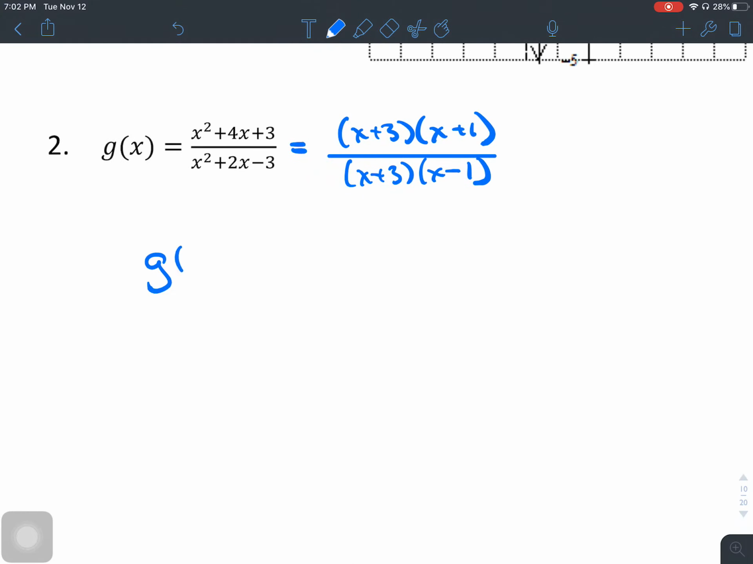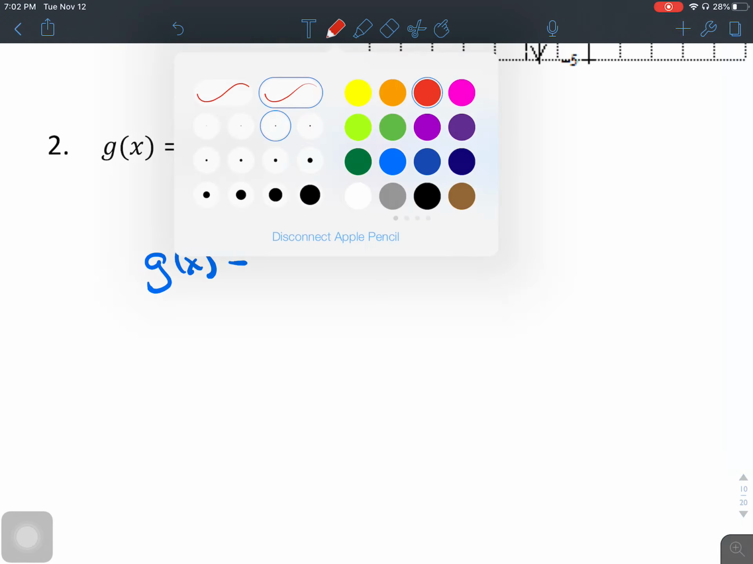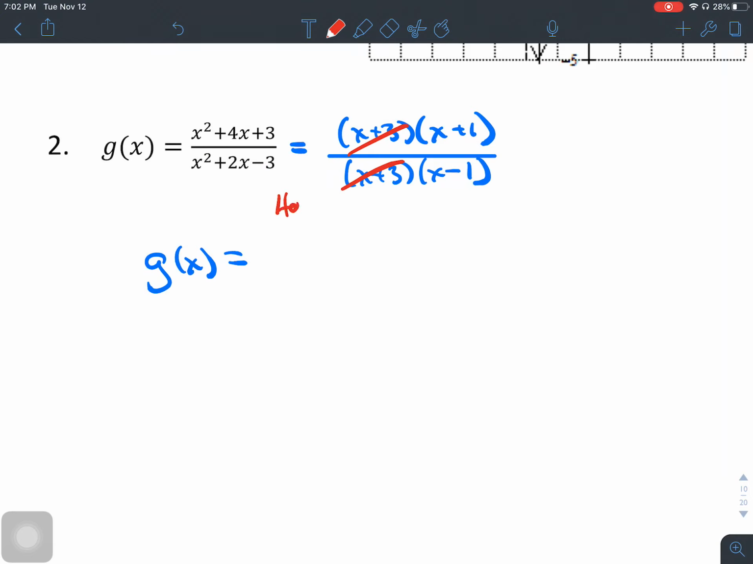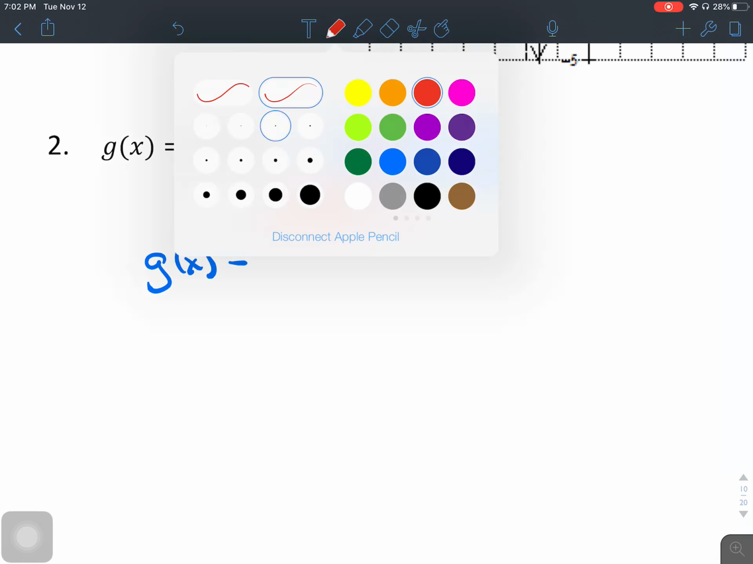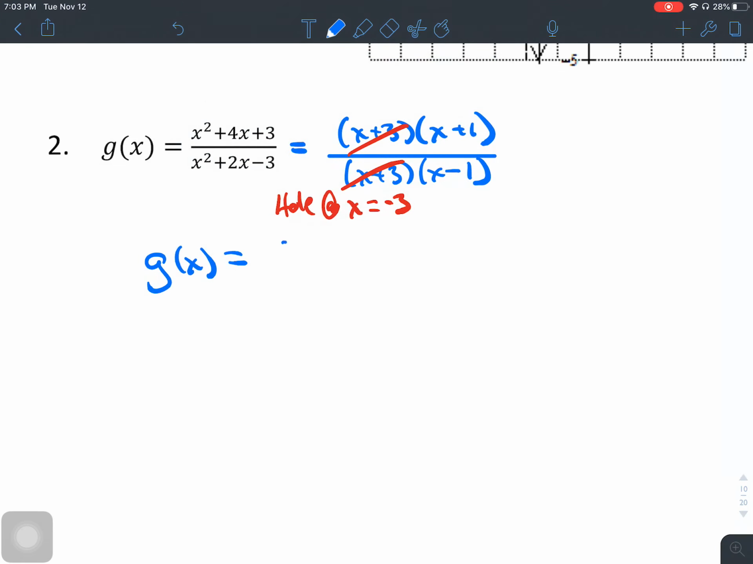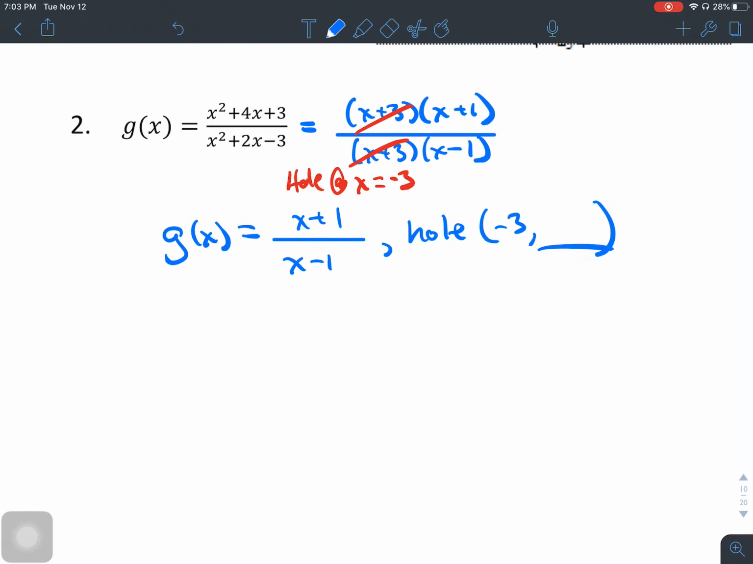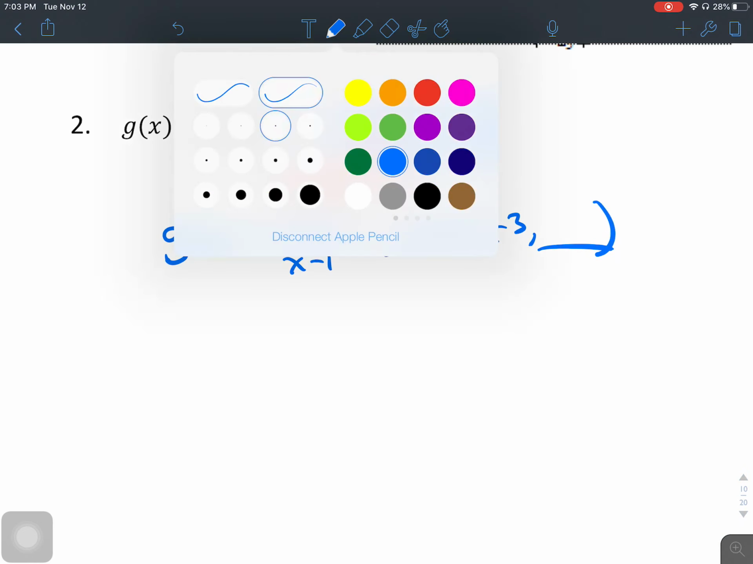This is going to give us a new function, g of x equals, now keep in mind these x plus 3's cancel. When they cancel, what happens? That means there's a hole at x equals -3. So I can rewrite this function g as x plus 1 over x minus 1, and then put a comma and say we're going to have a hole at -3 something. I don't know what that something is yet. I'm not going to leave that blank. But so what else do we know?